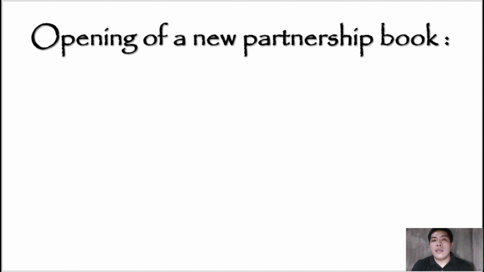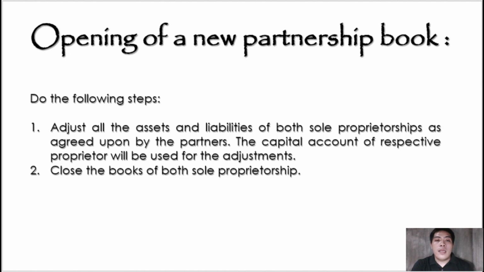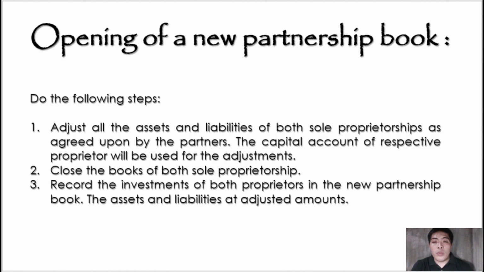Kapag naman mag-open ng new partnership book, yung gagawin, adjust muna all the assets and liabilities of both sole proprietorships as agreed upon by the partners. Then, yung capital account, yun yung magiging shock absorber ng adjustments. Then, close the books, this time both of the sole proprietorship. Kasi hindi gagamitin either of the sole proprietorship books as new partnership book. So, gagawa tayo ng new partnership book. Then record the investment of both proprietors in the new partnership book. So mag-open ng new partnership book, then record the investment of both sole proprietors at the adjusted amounts. Okay? Ng assets at liabilities.